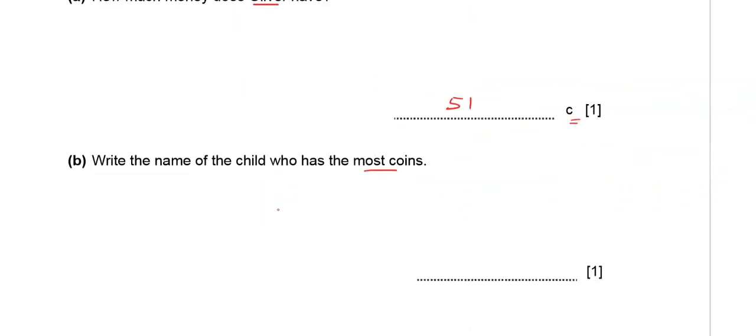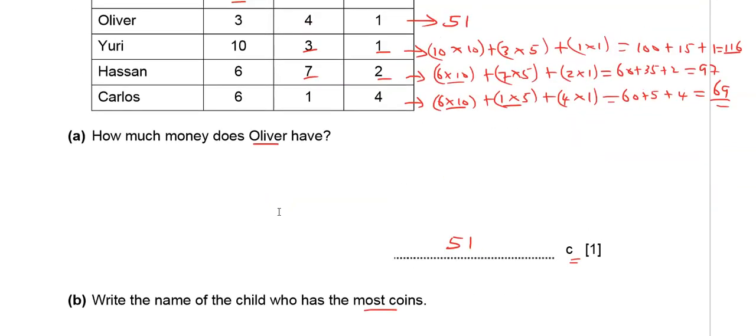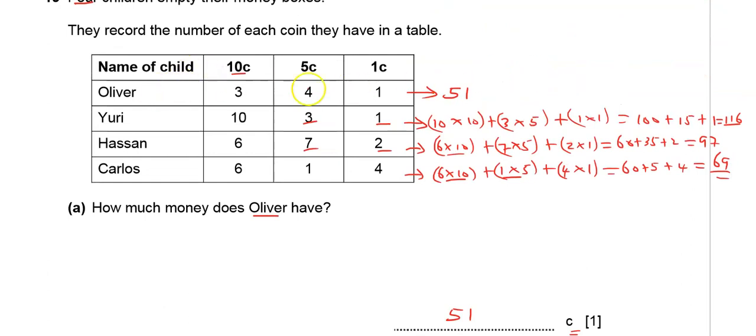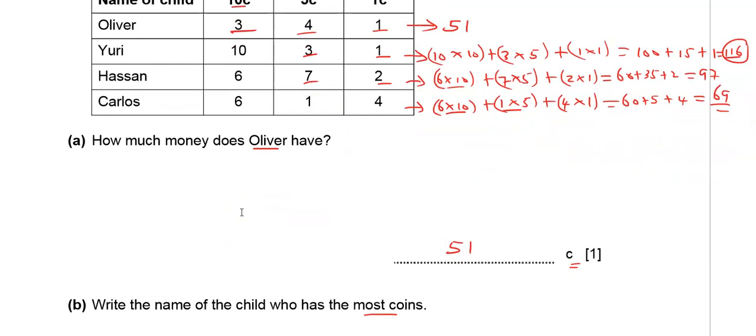So who has most coins? The person who has got the most coins is Hassan. Sorry, it's no, I was calculating the amount of money. The person who has got the most money is Yuri, but the number of coins we just add. Oh my God, just addition.